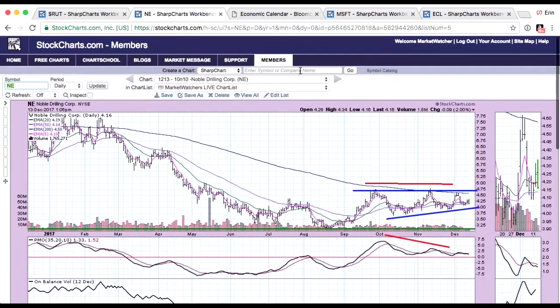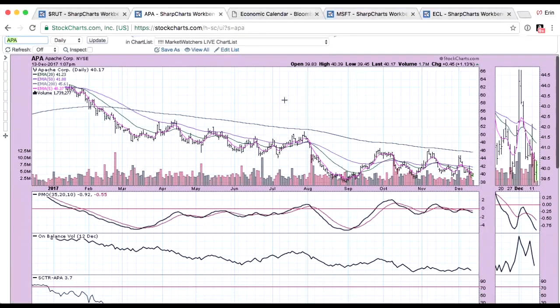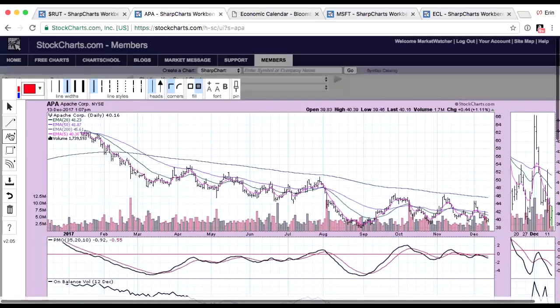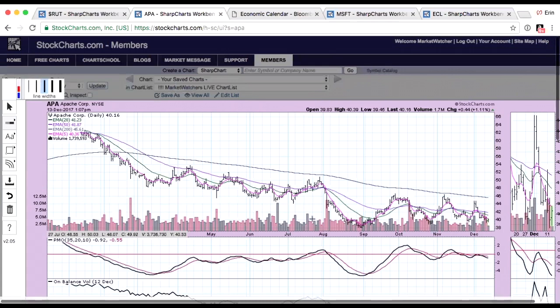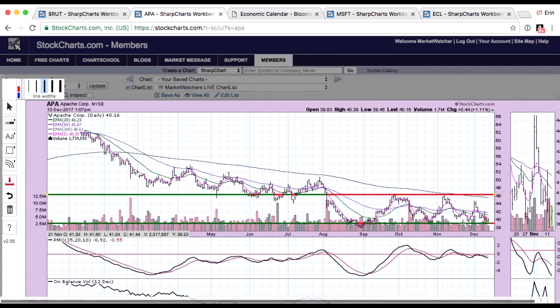Yeah. And the other one is Apache, APA. I think it's got a similar kind of triangle working. Or at least a trading range for sure. Let's take a look at that support though. It could go a little bit lower down to here, but I think it's hitting support. I like that. And I would look at this as a trading range. If you did draw a rising bottoms trend line here, you'd get a positive.